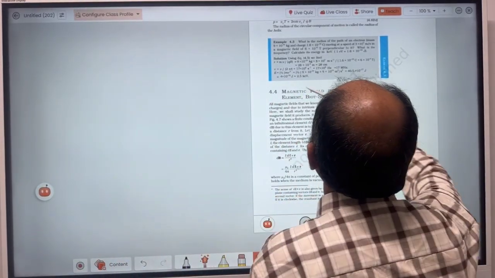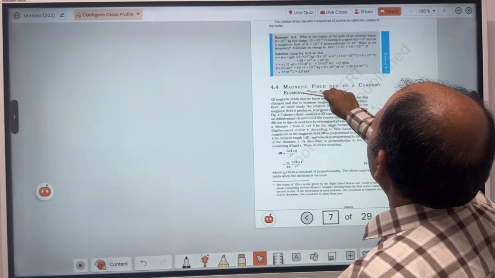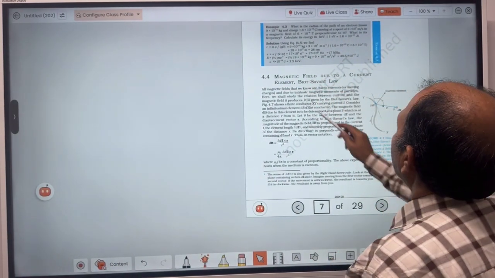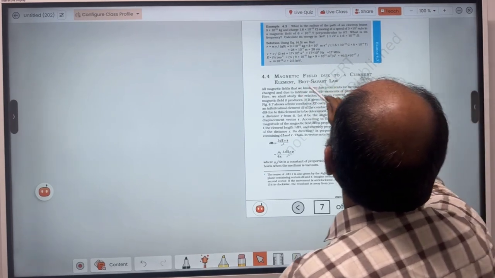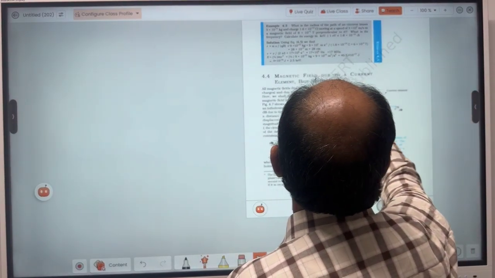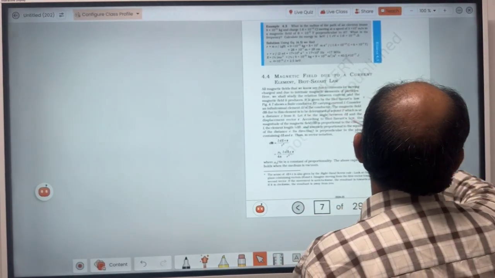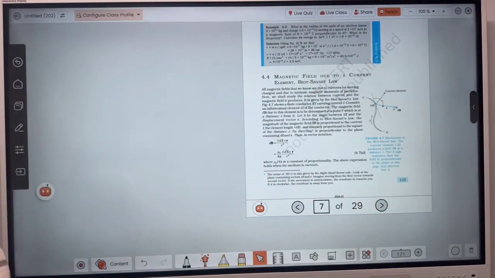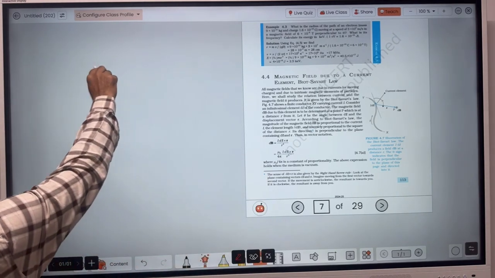Today we are going to continue with chapter number 4 of NCERT Physics class 12. So we are going to start magnetic field due to a current element, Biot-Savart's law. Biot-Savart law is used to find the magnetic field at any point.